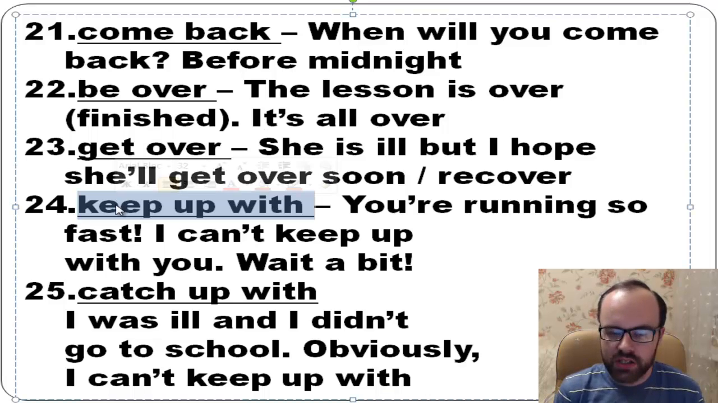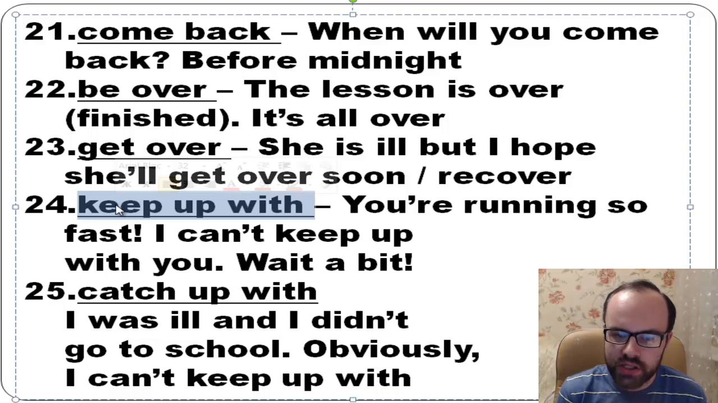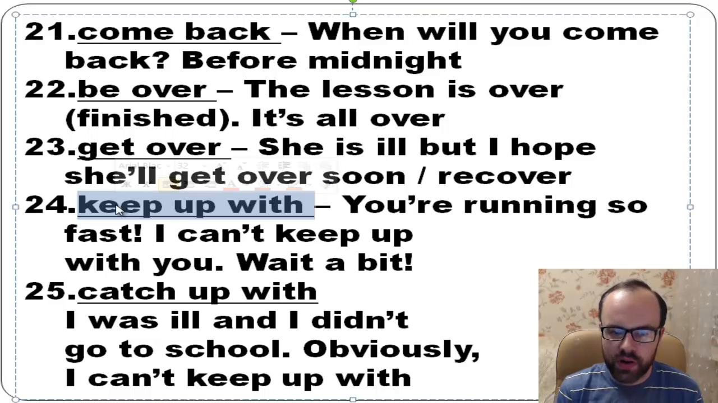Keep up with. You're running so fast, I can't keep up with you. Wait a bit. So I'm running, maybe behind you, and there is some distance between you and me, and I can't run as fast as you. I can't have the same level.